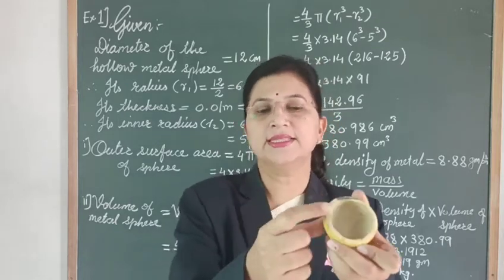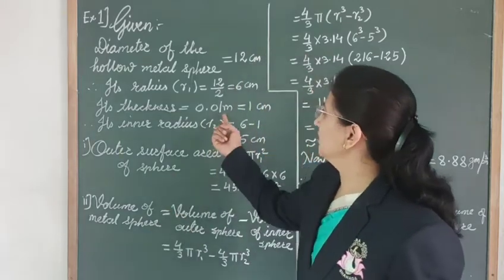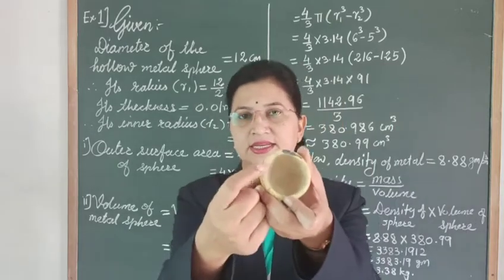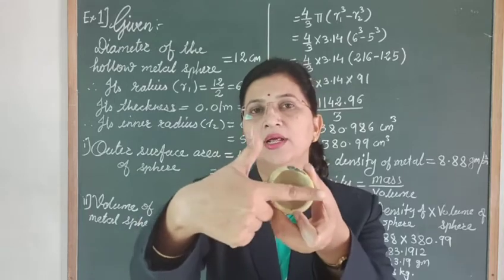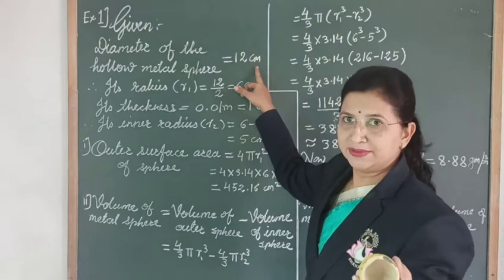So here its thickness is given. According to our question, the thickness is given, that is 0.01 meter. It means this thickness, you can see here. Okay, and the outer diameter is given, so that diameter is given as 12 centimeter.